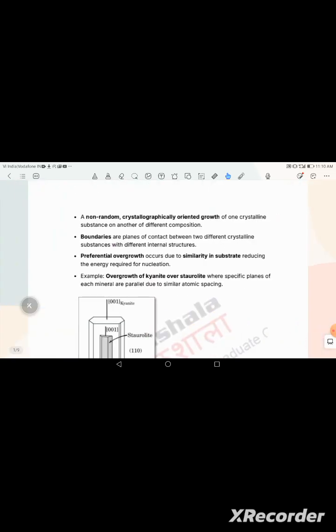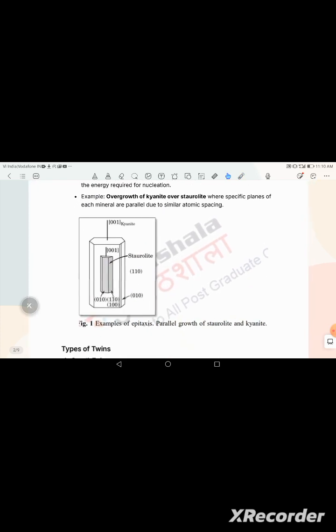Then comes the epitaxy. So what is epitaxy? Epitaxy is a non-random crystallographic orientation growth of one crystalline substance over another. So here it is staurolite and kyanite is growing over the staurolite. So this is called the epitaxy.